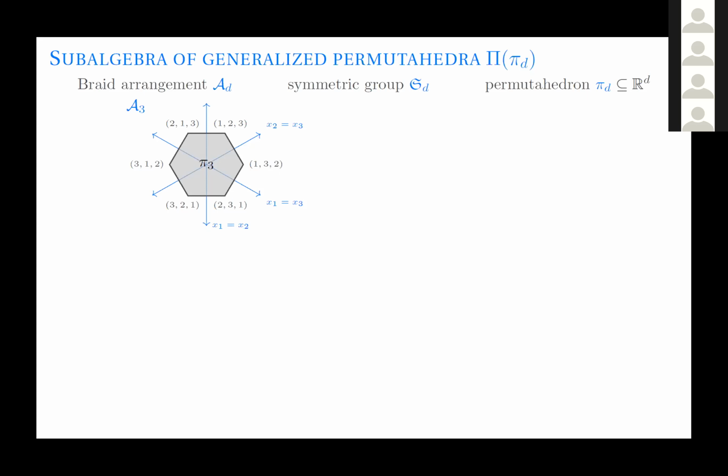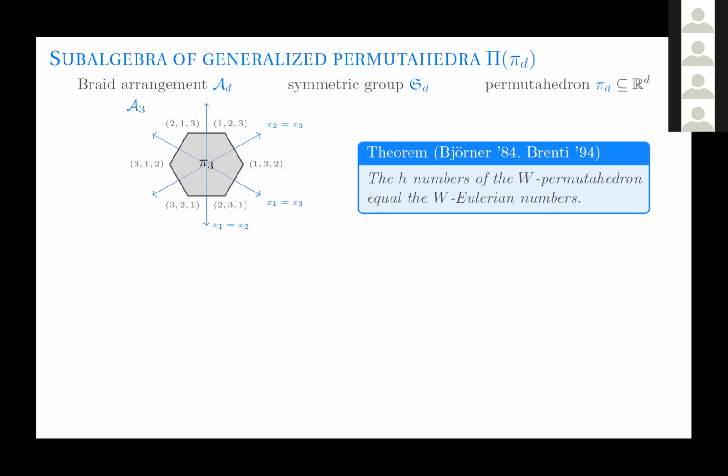Now, the h numbers for this polytope, this zonotope, the permutahedron, are very well known. In fact, in work of Björner and Brenti, they computed the h numbers not only for this particular permutahedron, but for the permutahedron associated to any finite Coxeter group. So if W is a finite Coxeter group, then the h numbers of the associated W permutahedron are just the W Eulerian numbers of that Coxeter group. I think this is something that Sara mentioned yesterday.